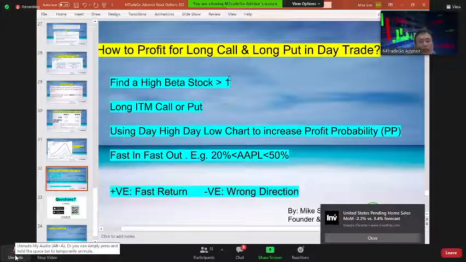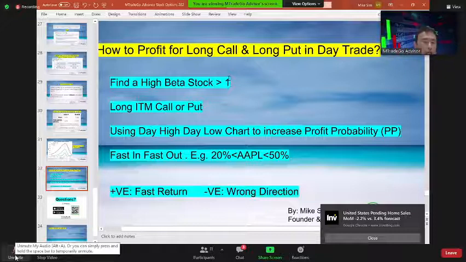Okay, using a day high, day low chart to increase the profit, the PP, the profit probability. So the day high, day low, I already told you, that's a range. And you're using it quite fast in, fast out, because you are long the options, so you don't want time against you. So as long as you have 25 to 50% return, cabut. You get me or not?